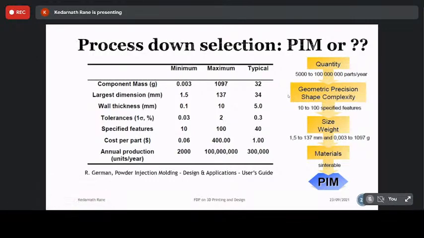Typically biomedical, where mass customization is coming, aerospace applications where bigger shapes are important, defense applications where customization again comes into the picture. There are some requirements for which PIM is not suited. So how to tackle this problem?